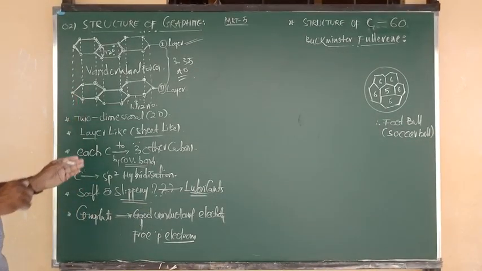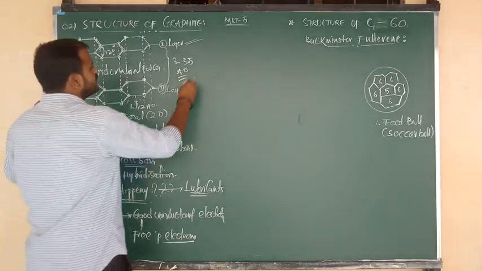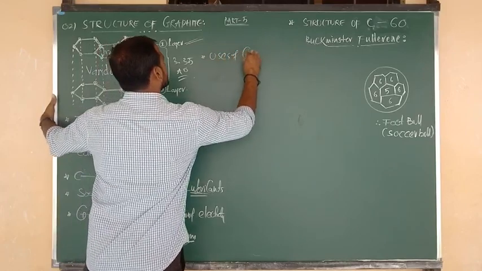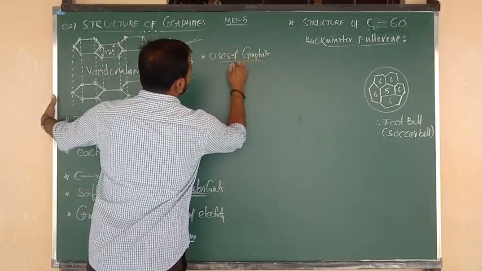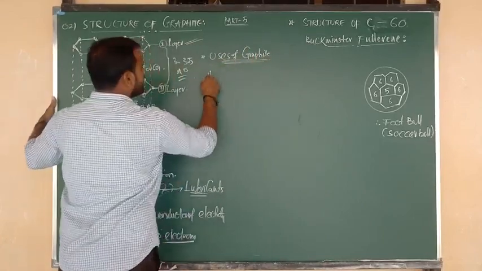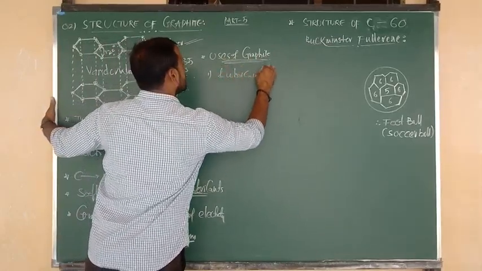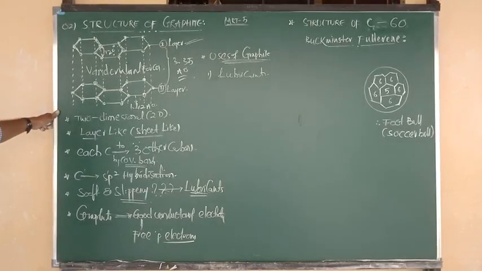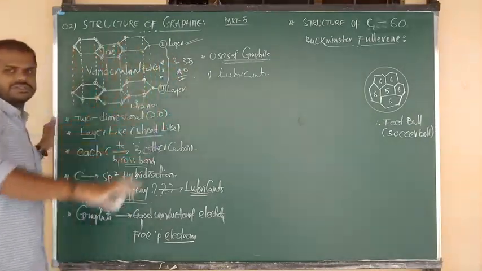So all the information I have given about graphite and diamond. And one more thing, try to remember the uses of graphite. One thing I have already told you clearly: graphite can be used as a lubricant because it has a soft and slippery nature, due to the presence of weak van der Waals forces of attraction.